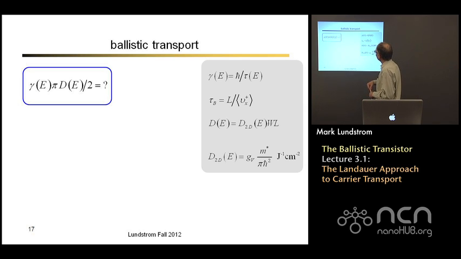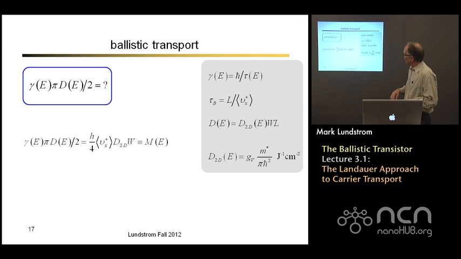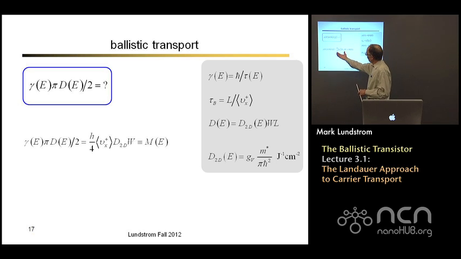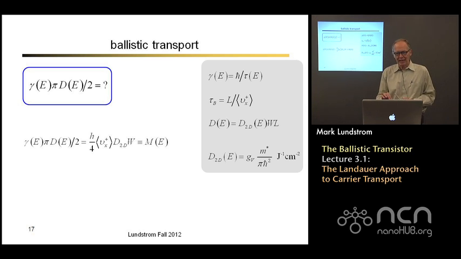Okay, now if we look at this, we're going to try to interpret what this is. Gamma has the units of energy. Pi doesn't have any units. Density of states has the units of 1 over energy. So this is some number. And what is this number? What does it mean? Well, we have expressions for everything here. We can plug them in, and we'll get an expression for that number. It's just Planck's constant divided by 4, average velocity in the direction of transport, density of states per unit area and energy, times width of the conductor in 2D. We're going to call that number M. And we're going to see that it is the number of channels available for conduction at that particular energy.